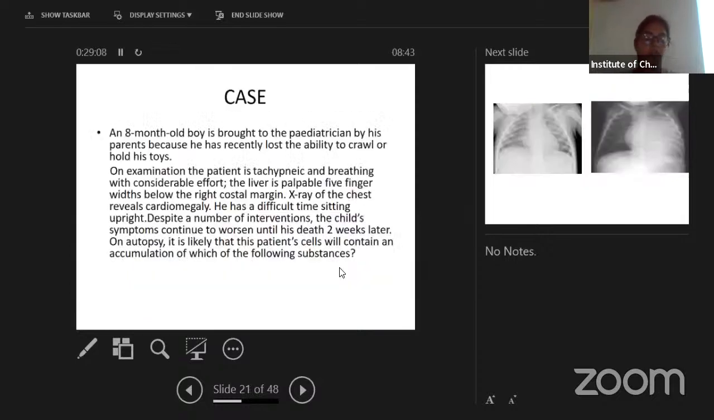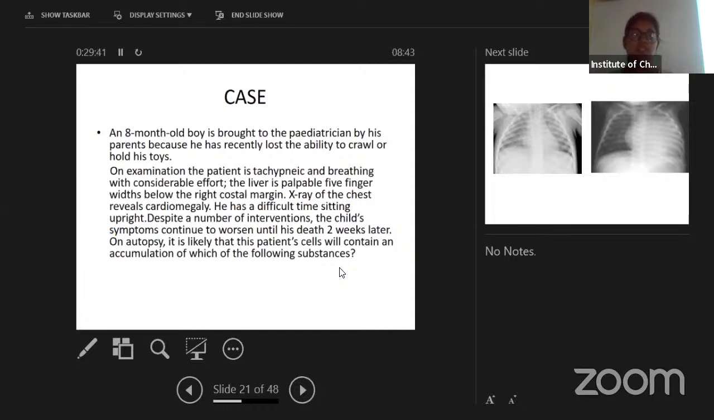The second case is an 8-month-old boy brought to the pediatrician by his parents because he has recently lost the ability to crawl or hold his toy. On examination, the patient is tachypneic, breathing with considerable effort. The liver is palpable 5 finger widths below the right costal margin. X-ray of the chest revealed cardiomegaly. He has a difficult time sitting upright. Despite a number of interventions, the child's symptoms continue to worsen until his death 2 weeks later.